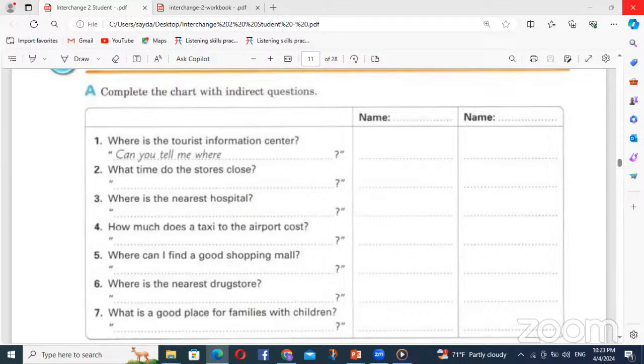Okay, bravo. Number 7. What is a good place for families with children? Can you tell me a good place for families with children is? Okay. Can you tell me what a good place for families with children is? Or we can say, can you tell me what a good place is for families with children? Okay, put "is" after "good place". A good place, that's nice.